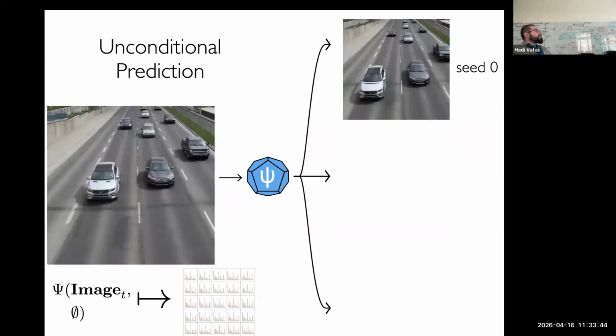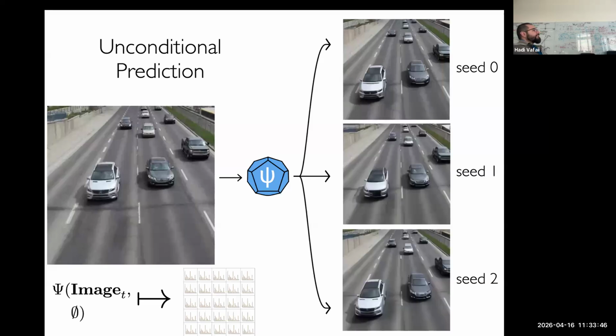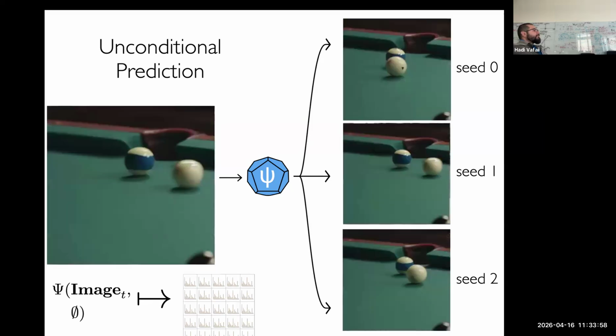So for example, here's another case of cars on the highway. And the point is that in each frame, cars are moving, but the different seeds have the different cars moving at different rates. So there's uncertainty as to that, but you know that they're going to be moving. Or here's another example of billiard balls. Billiard balls are an interesting case because they're uncertain events, but there are very discrete things that can happen.